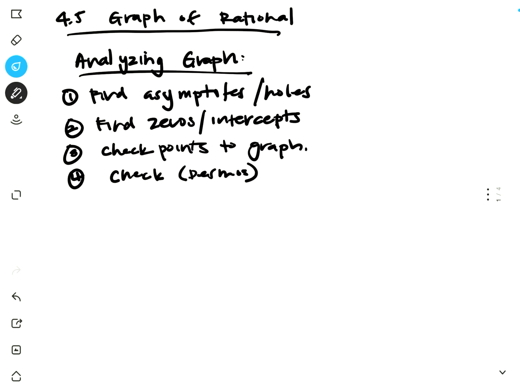Hey, welcome back. Today we're looking at 4.5, graphs of rational functions. What we're going to be doing is analyzing the graph. Yeah, we're going to pretty much be doing all the stuff that we've been doing. We're going to throw in a couple more things like finding the zeros and intercepts. And we're going to check the graph.